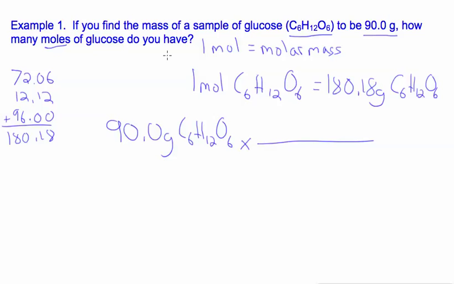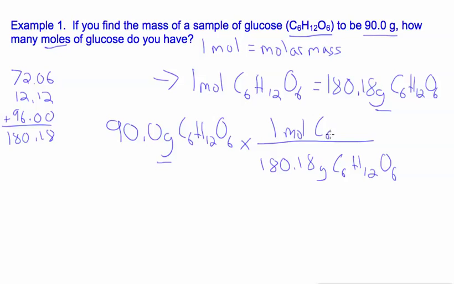We've already said this is our conversion factor. If we want to get rid of these grams here, that means we have to put these grams on the bottom so that they cancel out. So we have 180.18 grams of C6H12O6, and on top is 1 mole of glucose. We can see that grams of glucose cancel out, which leaves us with the units of moles of glucose, which is what we were asked for.